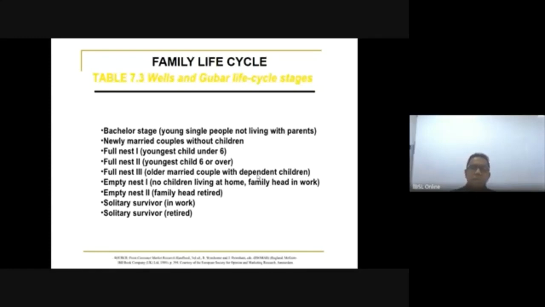Then empty nest, no children living at home. That may be a time the children are not at home, but at least one parent is working, or maybe both are still working. And empty nest 2, the family has retired, then the income will be dropping. As we go, these are the stages. You also come to the peak of your career and have more and more income in the family, so your buying power will be very high at these stages. And as you go, your buying power reduces or declines.